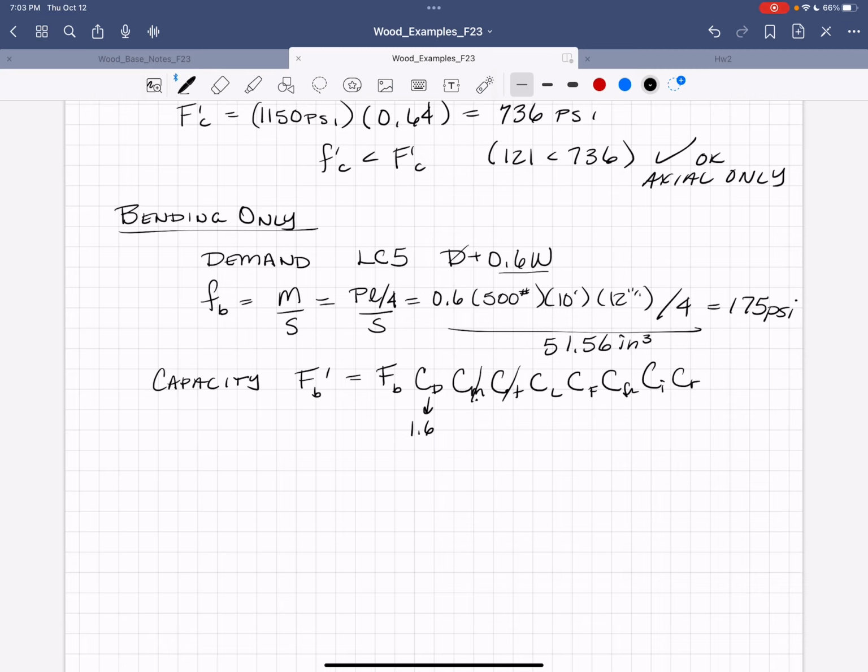We need to figure out C sub L. And then these are all 1. So go back and look that up yourself to make sure you're not missing any of them. To find C sub L, let's look at our D over B, and I get 7.5 over 5.5.